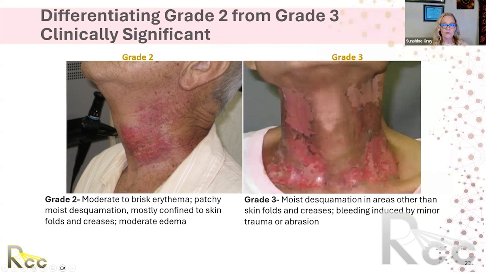Erythema means that skin is red or irritated due to the increased blood flow to the capillaries in the skin, and occurs with any skin injury. So it's not just radiation that causes this. It could be infection, it could be inflammation.